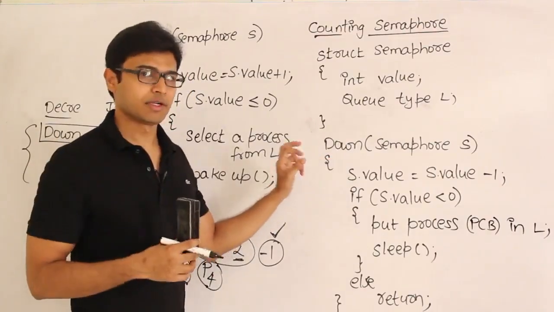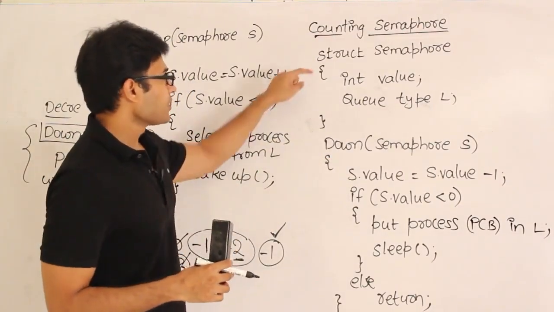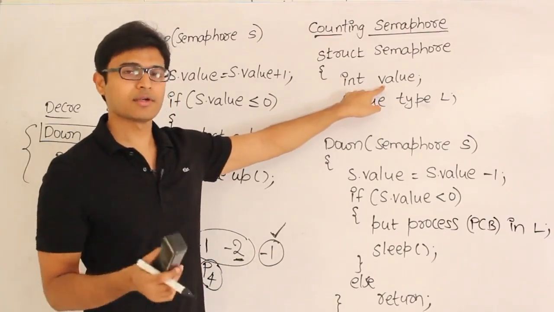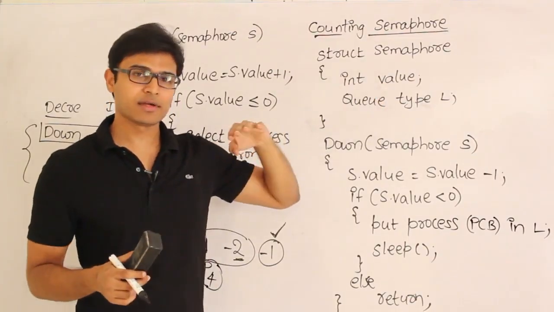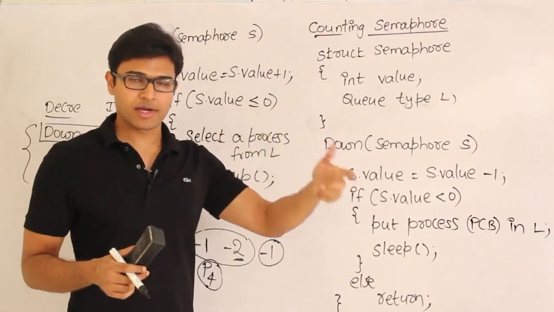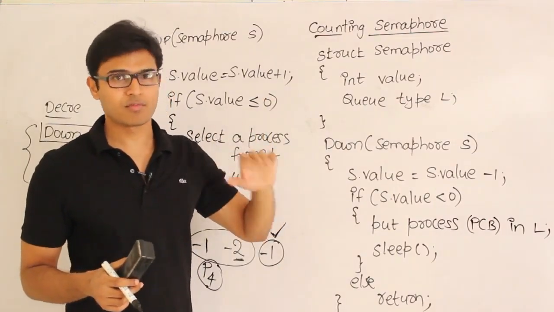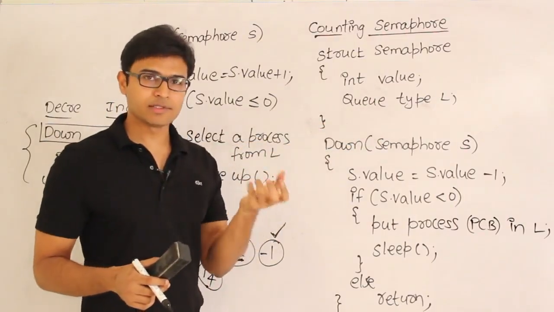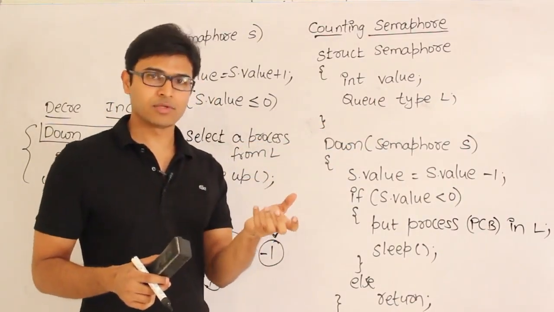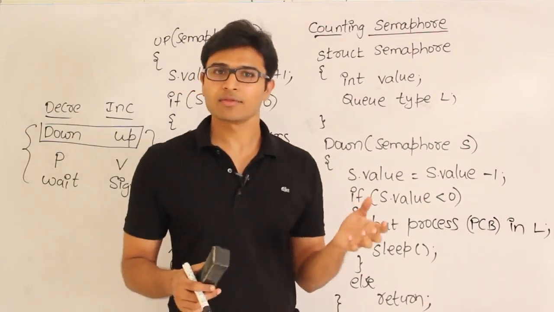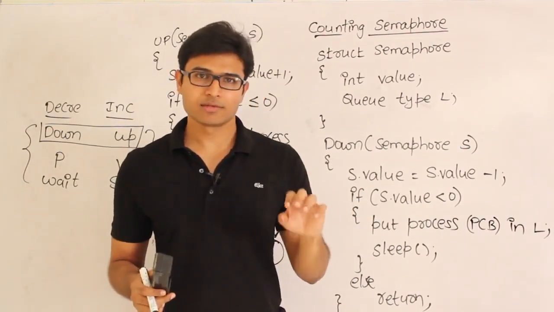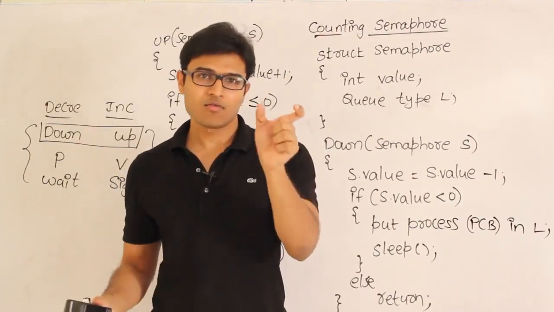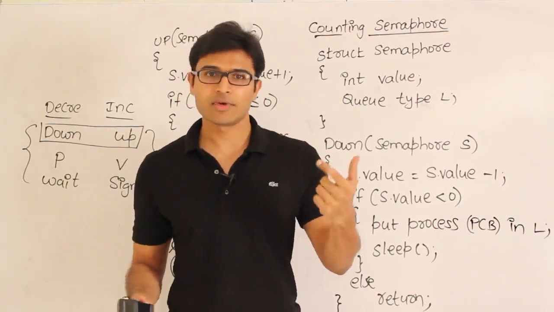I think I made the example clear. Now let's watch this one. So you understood this, right? The structure contains an integer value which can be positive, negative or 0. Positive values indicate that this many processes can be allowed, and negative values indicate that this many processes are blocked, right? And Q contains all the PCBs. A PCB is the process control block, the entire information about a process. This Q contains the processes which are blocked and waiting in the blocked state, and their information, so that you can wake them up.